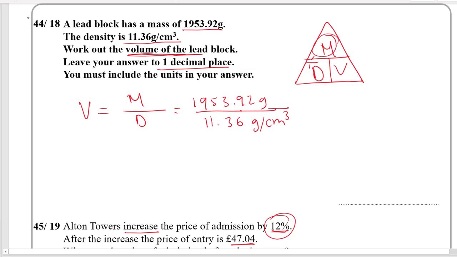Writing the units because it does say you must include the units in your answer. It helps me write the units at the end. Now if you divide the numbers, it will give you an answer of 172 centimeters cubed, and that's the unit of volume. Okay, so 172 centimeters cubed.